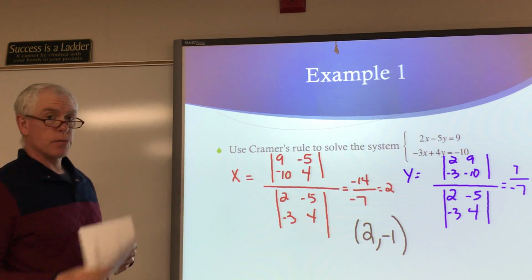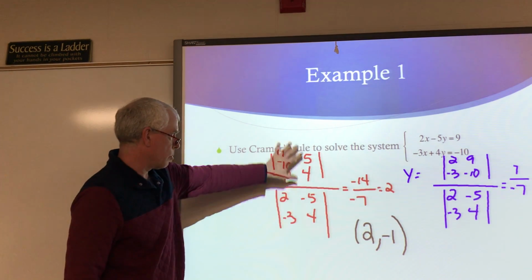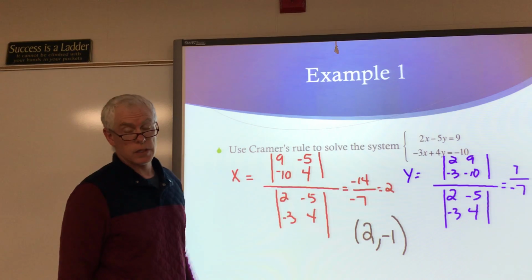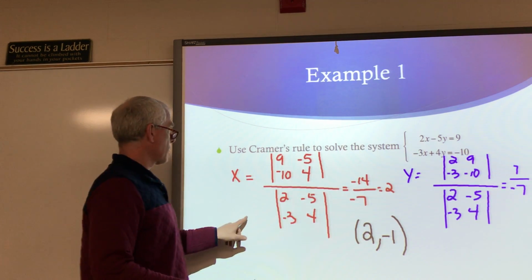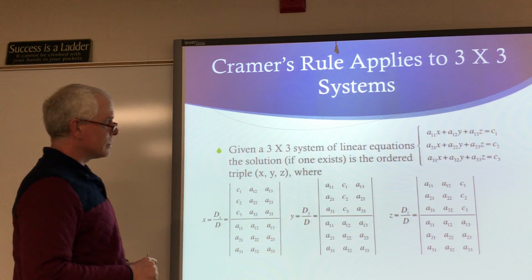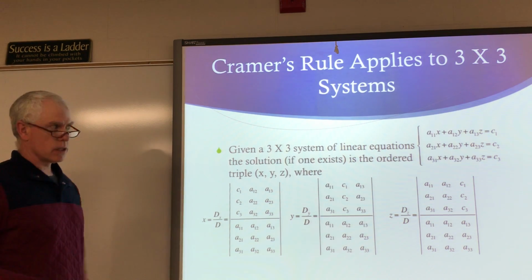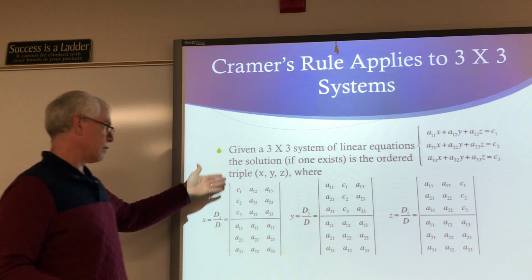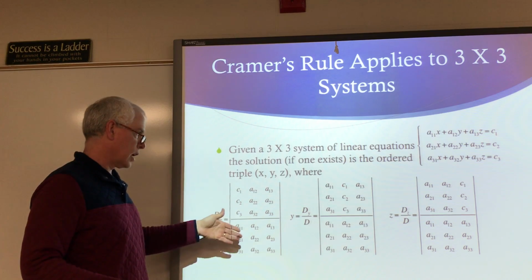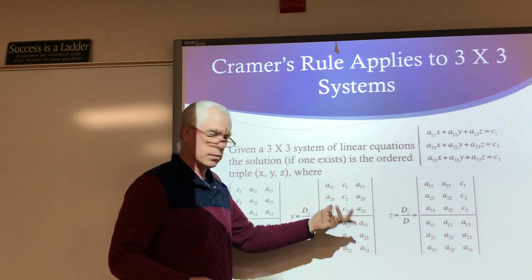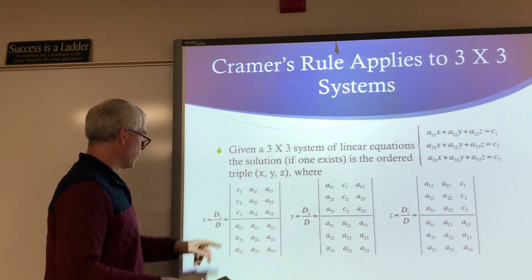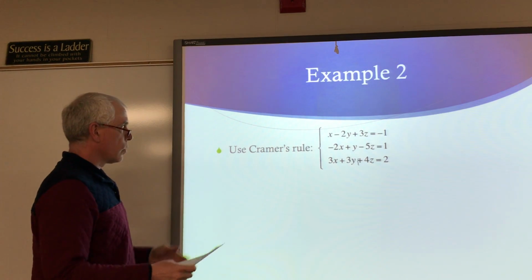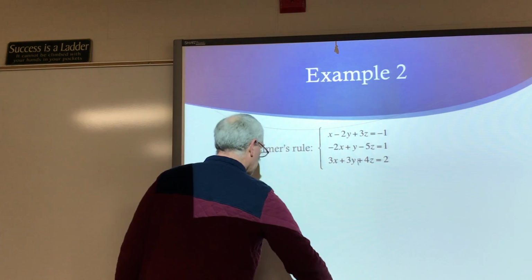So what I need from you guys, though, is this setup. You solve those determinants however you want, but I need to see this setup anyway. All right, 3 by 3, it's the same rules. The coefficient matrix goes on the bottom. If I'm solving for x, I replace the x column with the constants. If I'm solving for y, the y column's replaced with the constants, etc. So that's not going to be any different than what we were looking at. I'll just show you how to set it up.